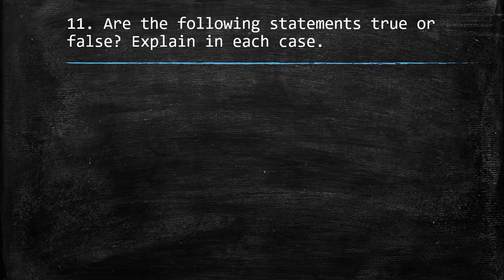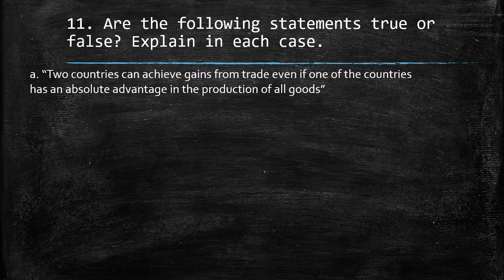So the 11th and last one: are the following statements true or false? Explain in each case. The first sentence says, two countries can achieve gains from trade even if one of the countries has an absolute advantage in the production of all goods. True. We saw the case of England and Scotland, where one had an absolute advantage in all goods, but even so they can trade and they can obtain positive gains.